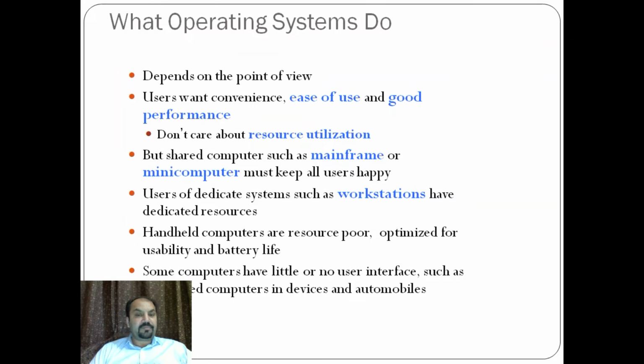And there are other environments, like users sitting at workstations connected to networks, which have some dedicated resources and some shared resources as well, like print servers, file servers, and other servers. And then the environment of handheld computers. Handheld computers are resource poor, optimized for usability and battery life. And then other sorts of computing environments, computers which have little or no user interface, such as embedded computers, computers that are used in devices and automobiles. So what an operating system does depends upon the user environment and the role of the operating system in that environment.